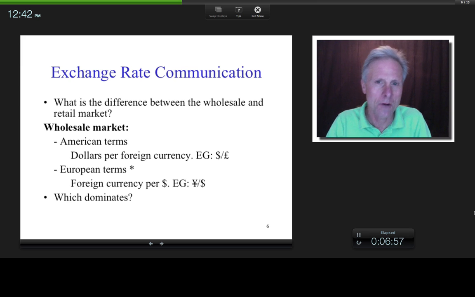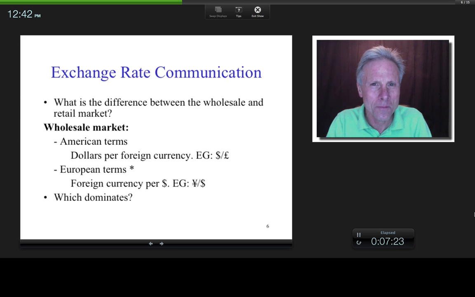Okay? So it would be 5 Deutschmarks per dollar and 10 French francs per dollar. Again, I'm making up the numbers. But everything was relative to the dollar. And so from that perspective, you could say European terms dominated. Everything was pegged against the dollar, so that was the most common.